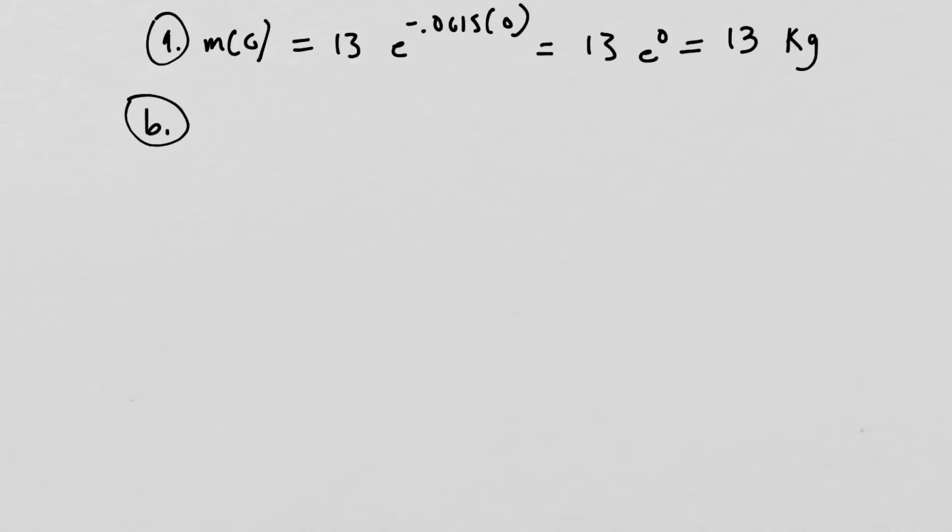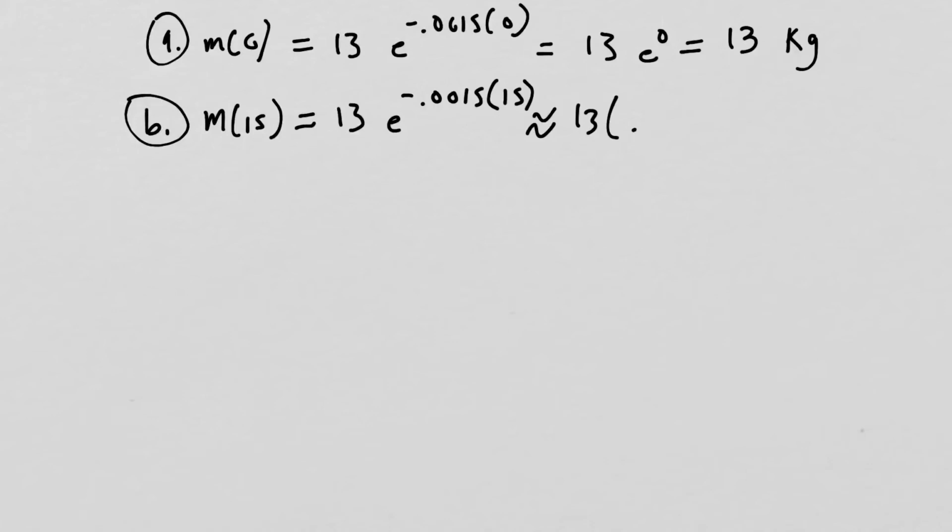In part B, we want to see how much mass is remaining after 15 days. So we're going to evaluate our function at 15. This is equal to 13e raised to the negative 0.0015 times 15. Using a calculator or Mathematica, we see that this is equal to 13 times 0.977751, which is an approximation. This is equal to 12.7108 kilograms. So after 15 days, we still have most of our radioactive material.